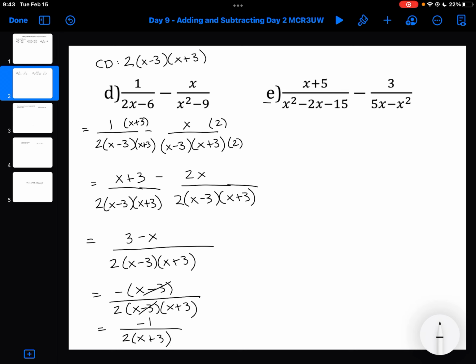The last thing I need to do is state my restrictions. So those are the values that make the denominator zero. So in this case, x can't equal negative 3 or positive 3 from the factor that I canceled out before.